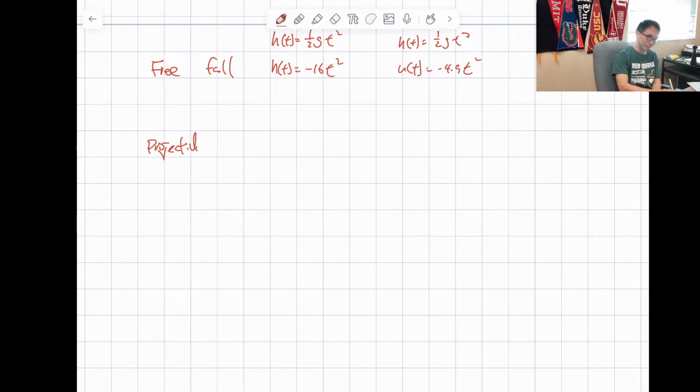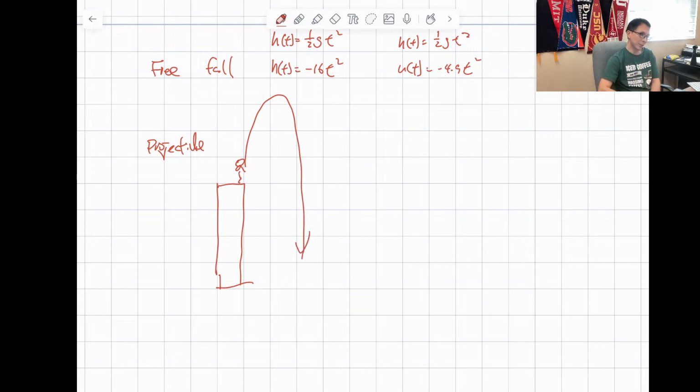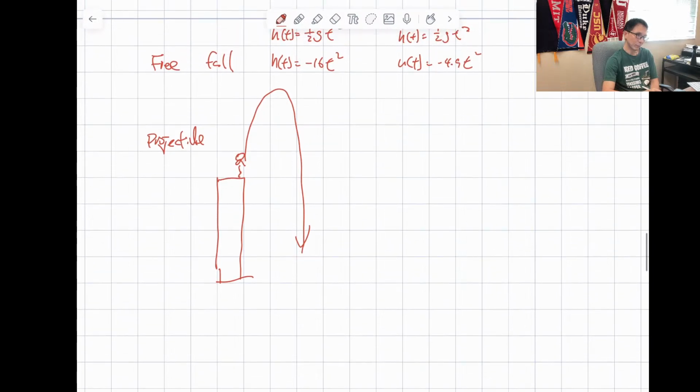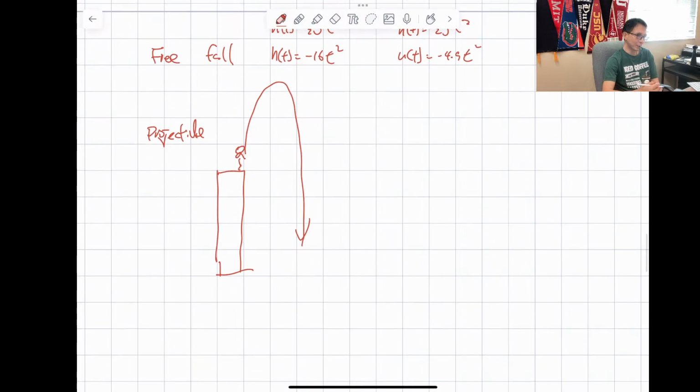Projectile. That means you are throwing something up, right? You could throw something up and come back down, and you can find all the information about this. So what I'm going to do is create a situation. Let me see what the situation is here.